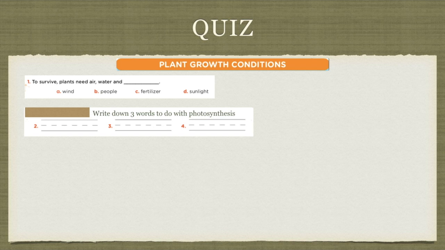Write down 3 words to do with photosynthesis. It's been a while since we've touched on photosynthesis. Can you think of 3 words to do with photosynthesis?